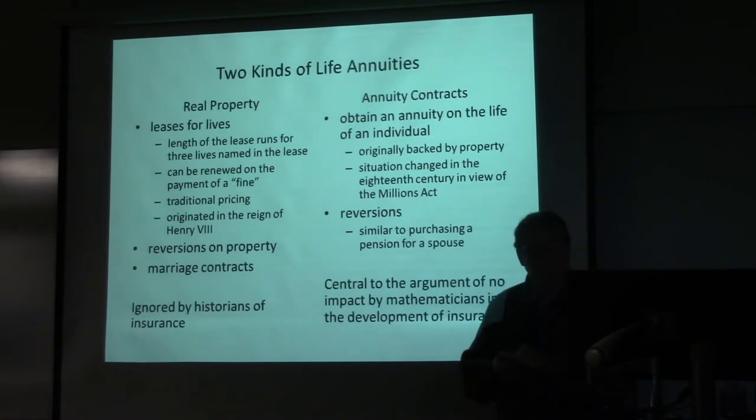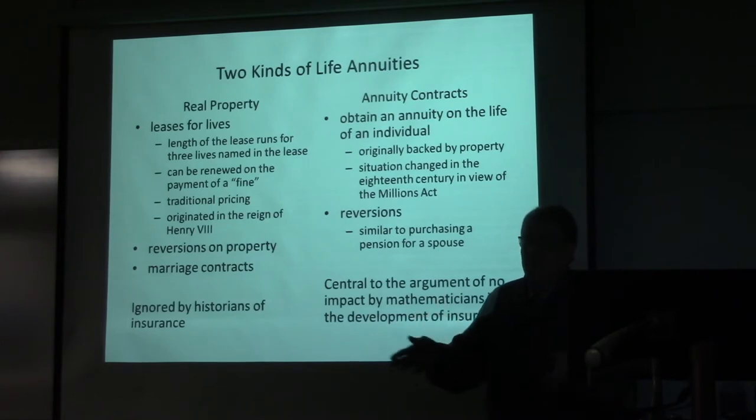You have other things like reversions on property. An example of a reversion is you were a landowner and you're childless. In your will, on your death, the land goes to somebody else, so the land reverts to another person. And the person who is about to inherit could sell that reversion in advance, get the money up front, and somebody else inherits instead.